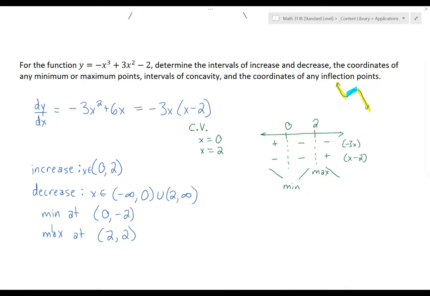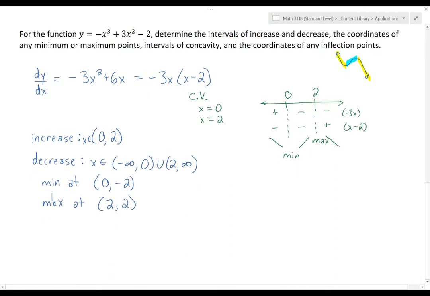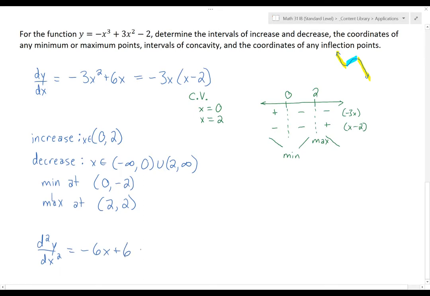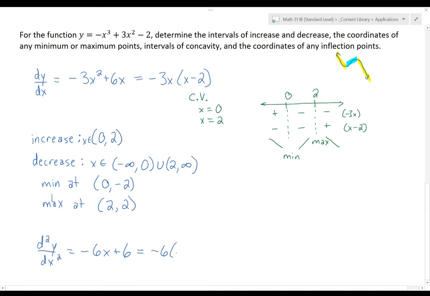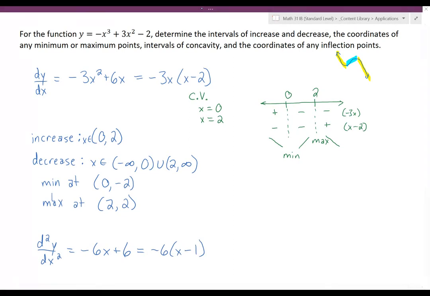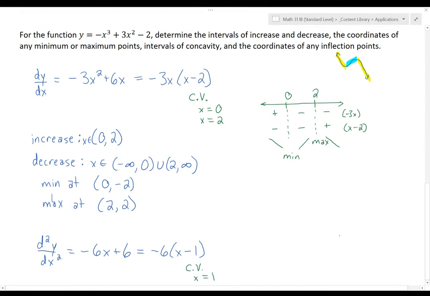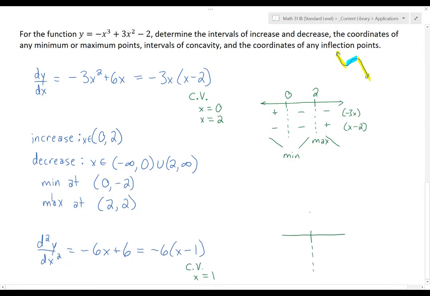Now I move on to concavity, which means I need the second derivative. So d squared y over dx squared equals negative 6x plus 6. Again, I can find the critical value here pretty easily by factoring, so negative 6 times x minus 1. So that tells me that for my second derivative test, I have a critical value at x equals 1. And again, I'm going to go to a sign chart. So at 1, my concavity is 0. So at 1, it's neither curving upwards nor downwards.